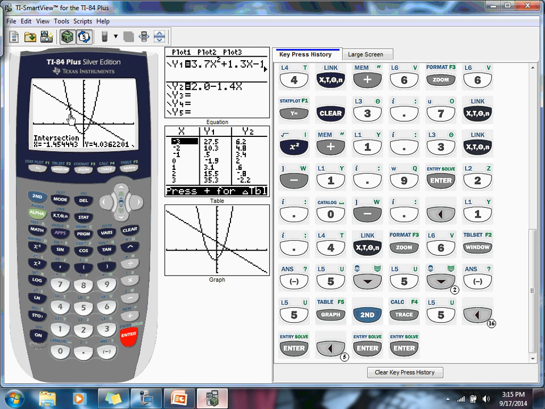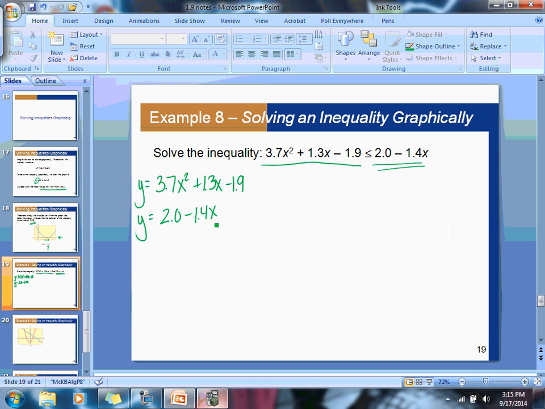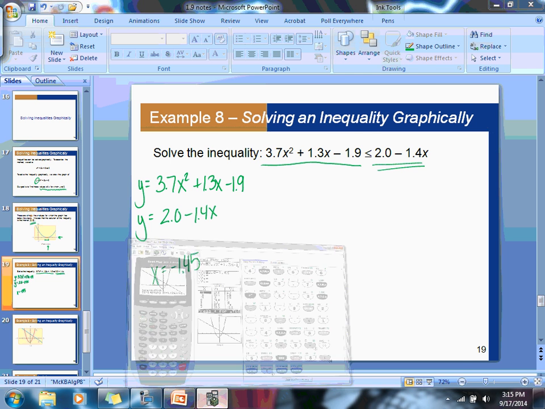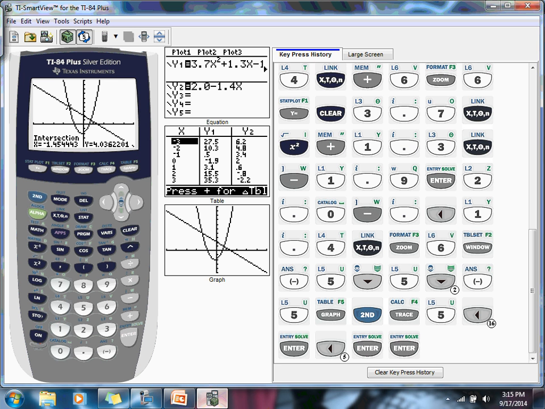Now, I'm concerned with the x value because if I'm solving this inequality, I need to know the value for x. So x is going to be -1.45 on that side of my graph. And now I need to find the other value for x.